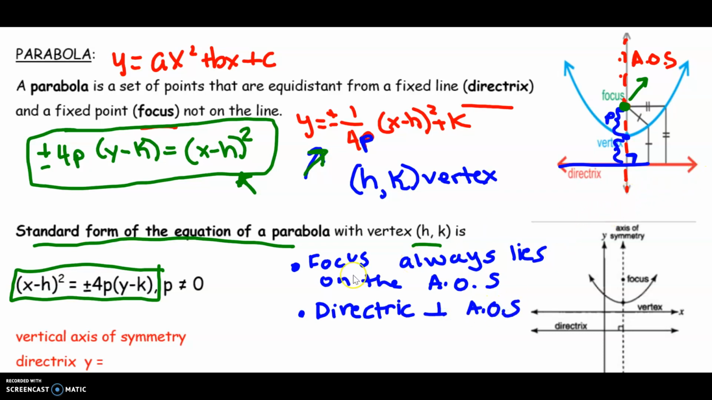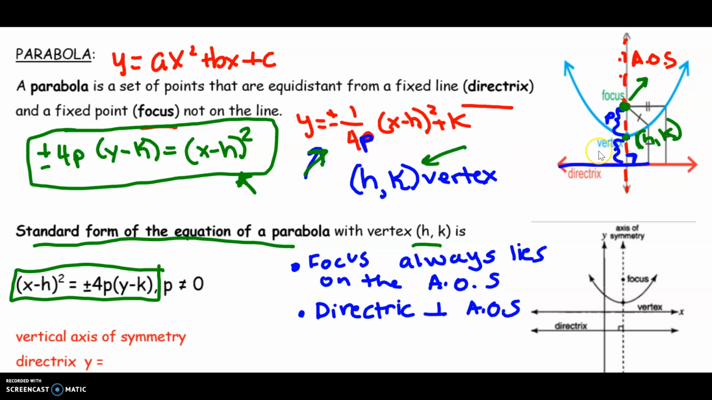So if you have a vertical axis of symmetry, for example x equals, let's say, 2, your directrix has to be perpendicular. What's perpendicular to a vertical line is a completely horizontal line, and it's going to be y equals. To be more specific on what y would equal, I'm going to go back to the idea that this vertex is known as h comma k, correct? So that's coming from here, right?